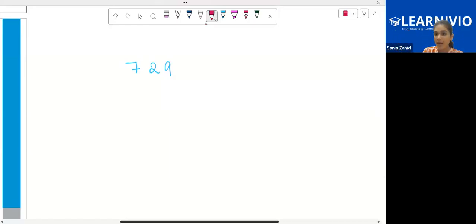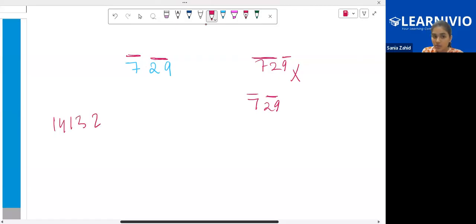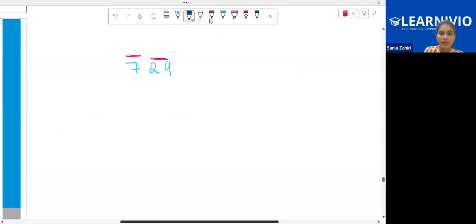So start making pairs from backwards. So this is my first pair. And now I cannot make a pair of 7 with any other number because there is no number before it. So I will just put one bar over 7. I associated 29 and 7. I can never associate 72 together and 9 alone. This will be wrong because I have to start from backwards. If I have 1, 4, 1, 3, 2, then I will associate 32, then 41, and then 1 will be left alone. If I have 2, 1, 3, 4, then 34 and 21. So this is how I will associate these numbers. I always start from backwards. Now what will I do? I will make a column like this.